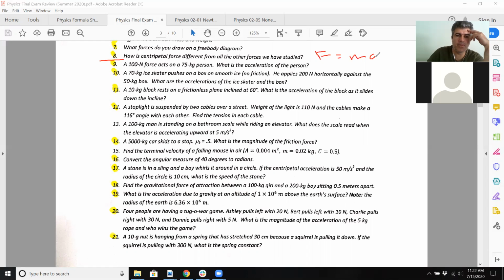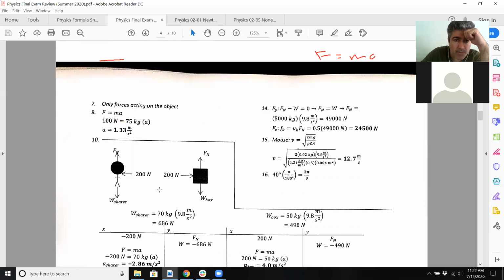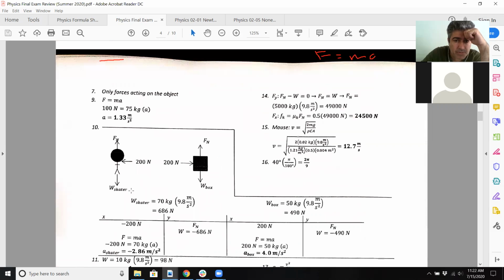That's easy. A 70 kilogram ice skater pushes on a box on smooth ice, no friction, and applies 200 newtons against the 50 kilogram box. What acceleration is the ice skater and the box? So remember, if you're pushing horizontally, that's your applied force. And yeah, the system itself, because it's 120 kilograms, so that's kind of what you're going to do there. You do have the normal force and the weight kind of cancel each other out.